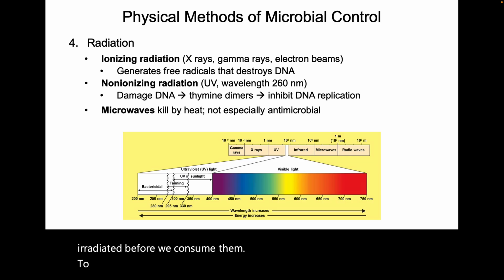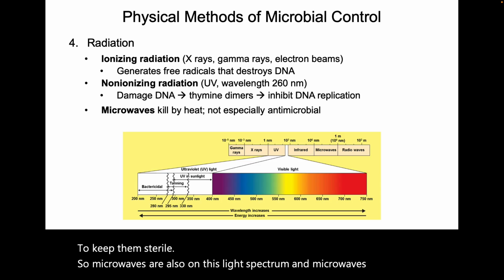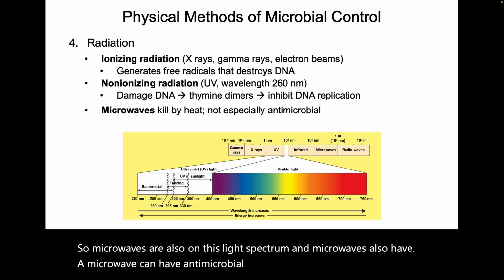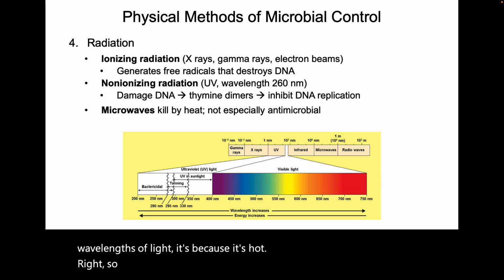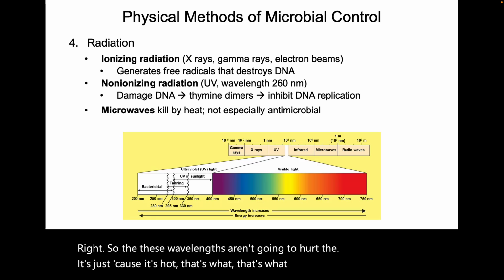them sterile. So microwaves are also on this light spectrum, and a microwave can have antimicrobial properties, but it's not because of the wavelengths of light, it's because it's hot. Right? So these wavelengths aren't going to hurt. It's just because it's hot. That's what the microwave does.